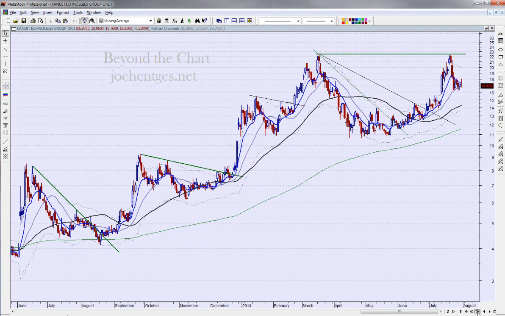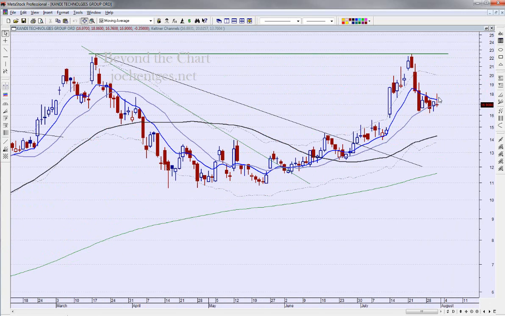And so that's what I'd be looking for, looking to get a close above the 10 and see if we can get a little setup to move to the upside. All right, that's the best shot on Kandi at the moment.